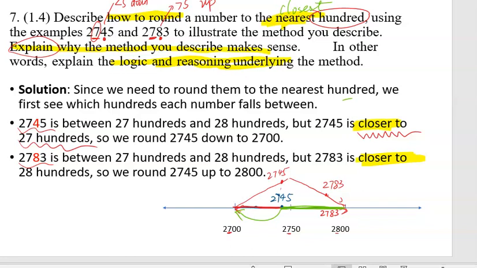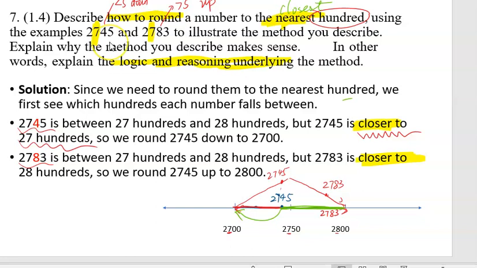So in this problem, we're going to use a number line to explain to our students when we should run it down and when we should run it up. When we teach students, yes, we tell them, for example, if we want to round to the nearest 100, first we find the hundreds place, which is the 7 right here.